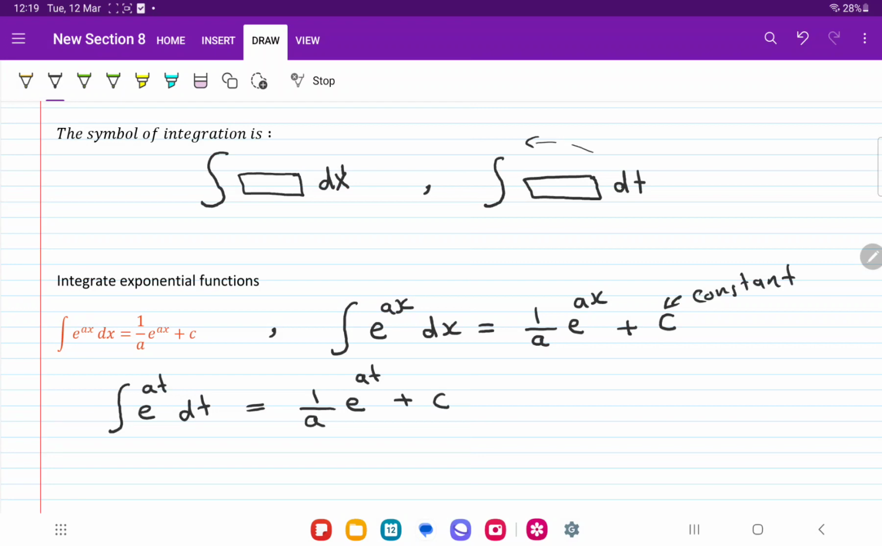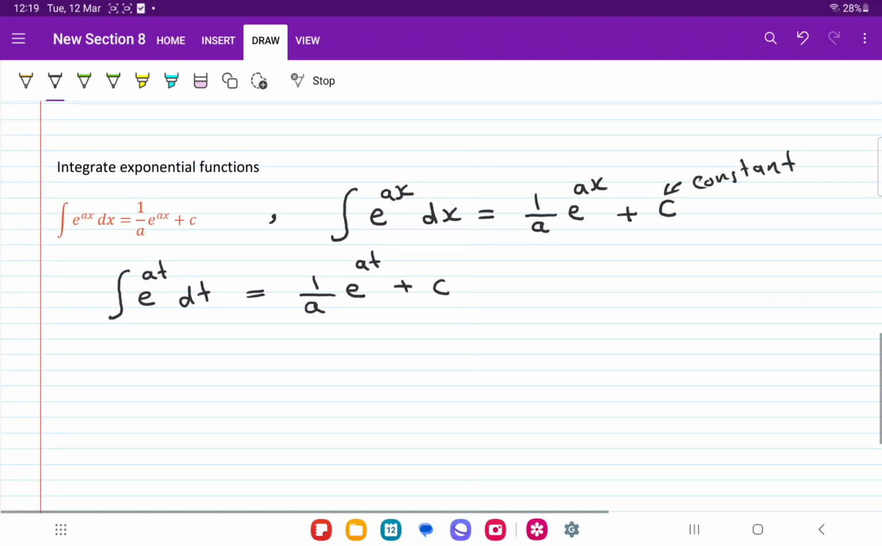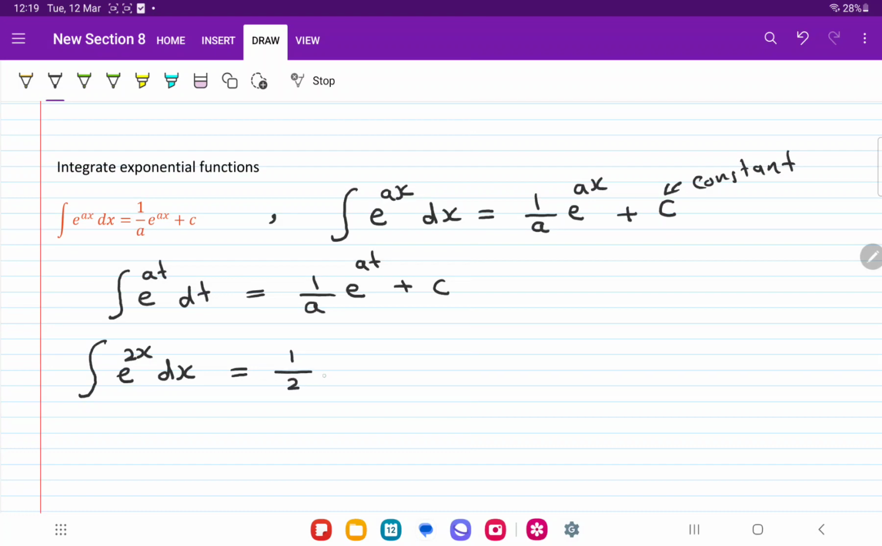Let's go over a few examples, yeah? So, first example, integrate e to the power 2x dx. Okay, the value of a here is 2, so the answer will be 1 over a, which is 2, e to the power 2x plus c.